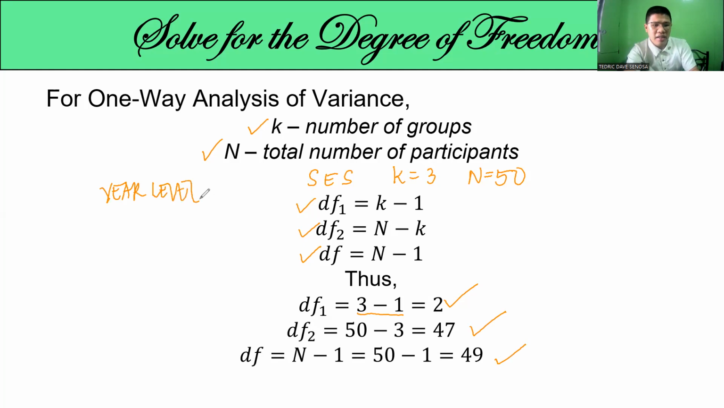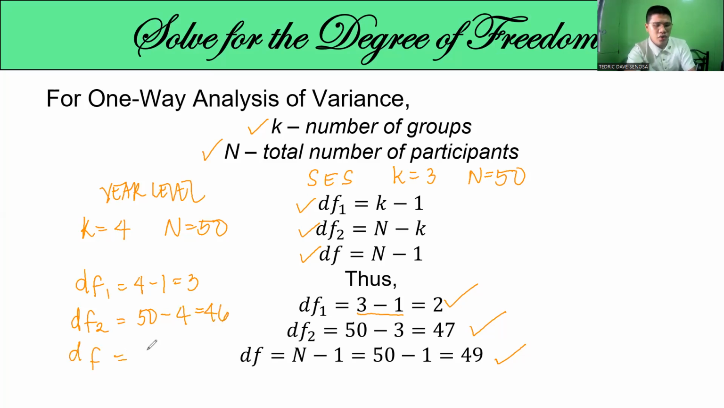For year level, K is different. You have 4 groups, so K is 4. N is the same, you have 50 participants. So your DF1 is 4 minus 1, that's 3. Your DF2 is 50 minus 4, 46. And of course, your DF is 50 minus 1, that's 49.